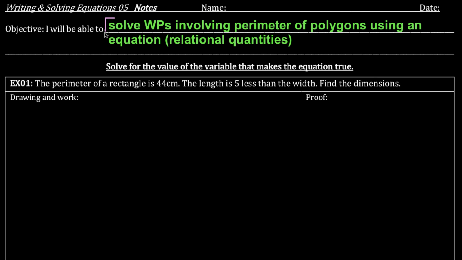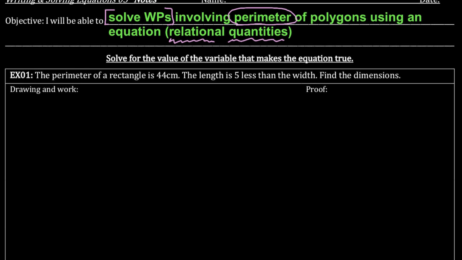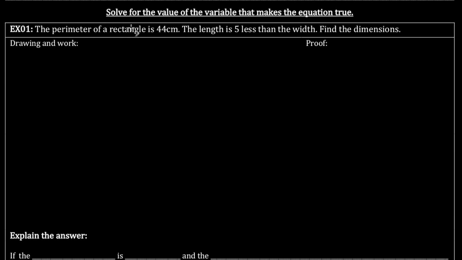All right, in this lesson we are going to solve word problems once again involving perimeter, but this time we are going to be given relational quantities. So it's easier just to show you what relational quantities are, give you an example. Example 1 reads, the perimeter of a rectangle is 44 centimeters. So perimeter, 44 centimeters. The length is 5 less than the width. Find the dimensions.